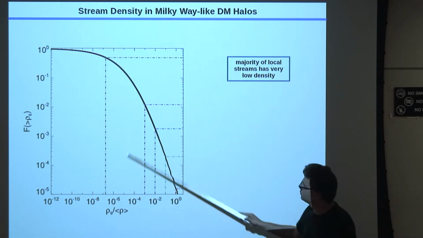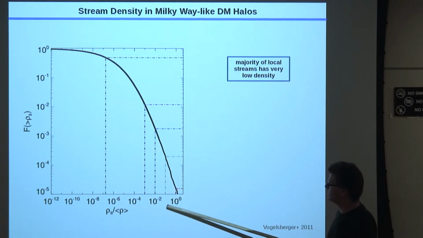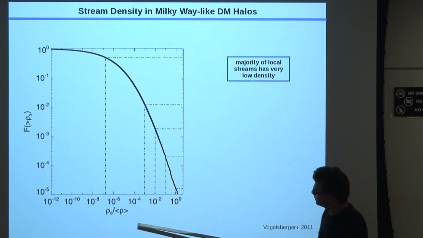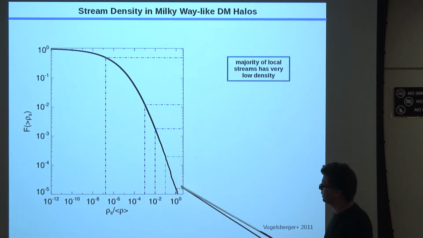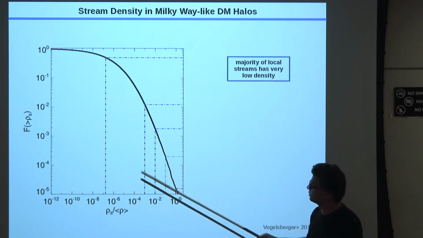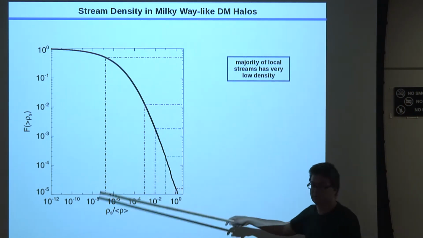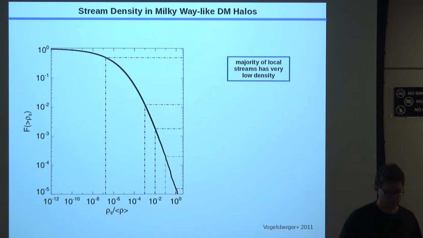This is just showing you the probability of finding very dense streams. So this is just the stream density compared to the average density in the halo. And you can see that it's very unlikely to find these very dense streams here. Essentially, this is just a cumulative plot, of the order of 10 to the minus 5 or so, or less than 10 to the minus 4. It's really a very, very low probability of finding very dense streams here locally at the solar position.